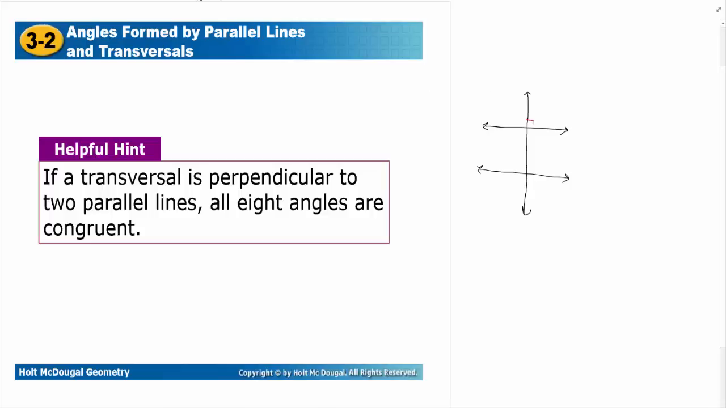So you just saw that right angle. Well, then that means all the angles have to be congruent. When I say congruent, they're all going to equal 90 degrees. This is a special case that you want to write down so that you have it.